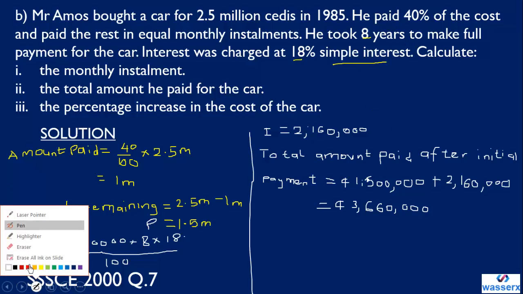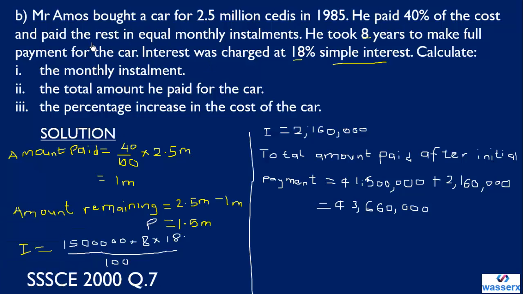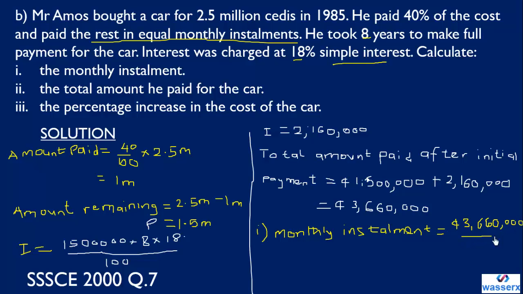Now we are supposed to calculate the monthly installment. Because it is in equal monthly installments, we divide by the number of months. So the monthly installment will be equal to the total payment after the initial payment, which is 3,660,000, divided by the number of months, which is 12 times 8, which is 96 months.